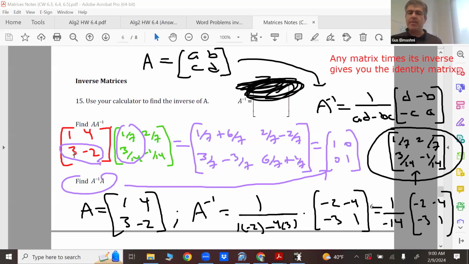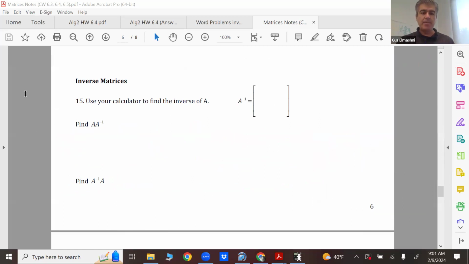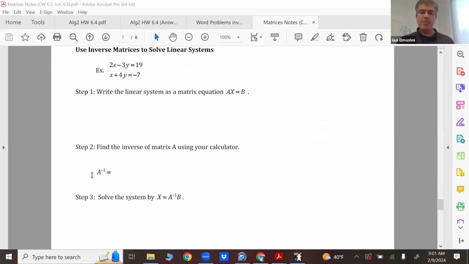Okay. Now, this is the reason why this technique works. Why can we use an inverse matrix to solve a system of equations? This is the big moment. Kind of clear? All right. All right, so let's solve this.